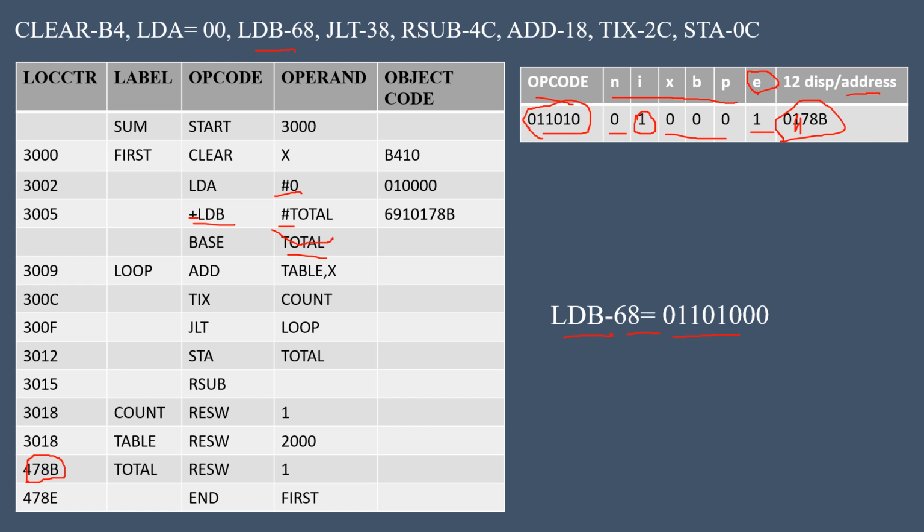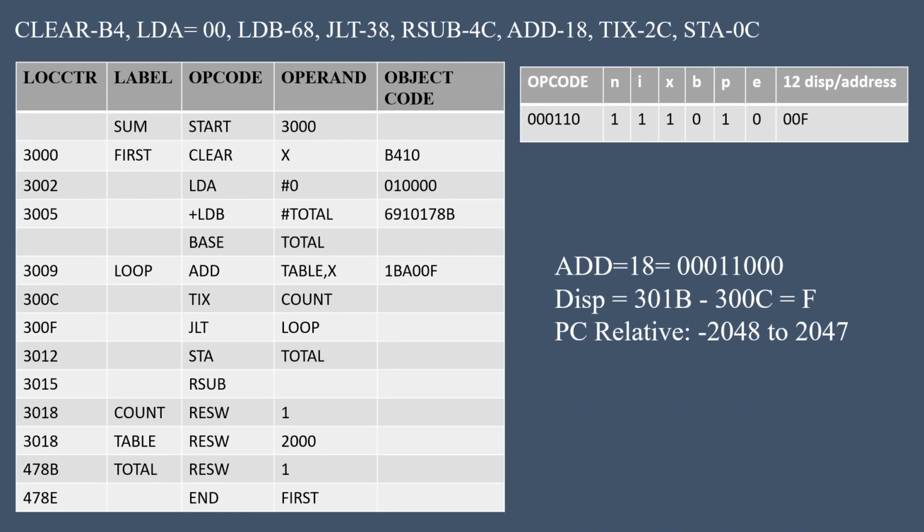01101000. So the first 6 bits have to be taken as the opcode. So by grouping these 4 bits, we will get our object code as 6910478B. And we don't have to calculate the object code for BASE, as it is an assembly directive.